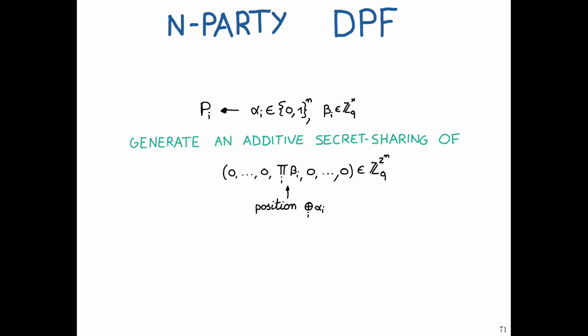We want to generate an additive secret sharing of some vector that is all zeros, except for in one position. This position is chosen by all the parties together. It's the XOR secret share of some inputs alpha_i for all i. Also, the value at this position is multiplicatively secret shared across all the parties. In fact, we do something stronger. We can build a PCG that outputs a batch of these things more efficiently than just a single one, but I will not get into that in this talk.